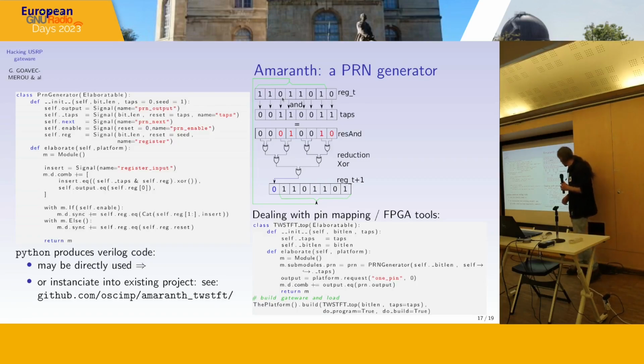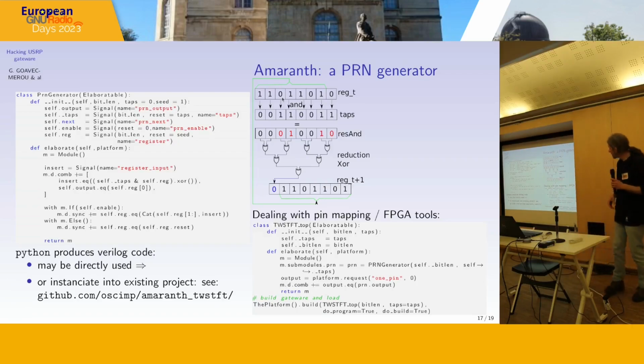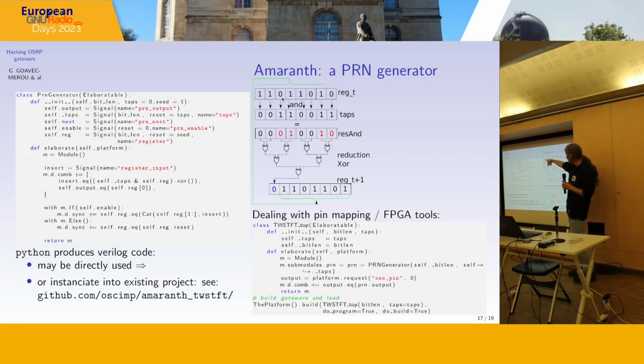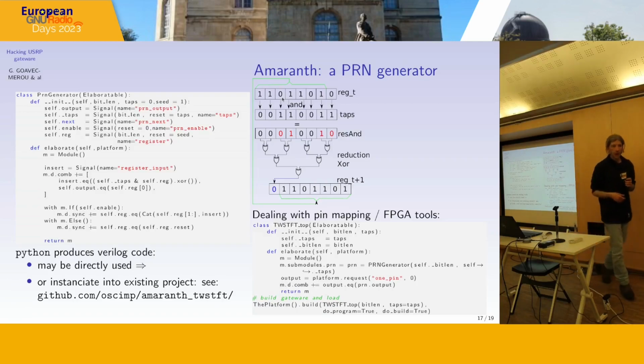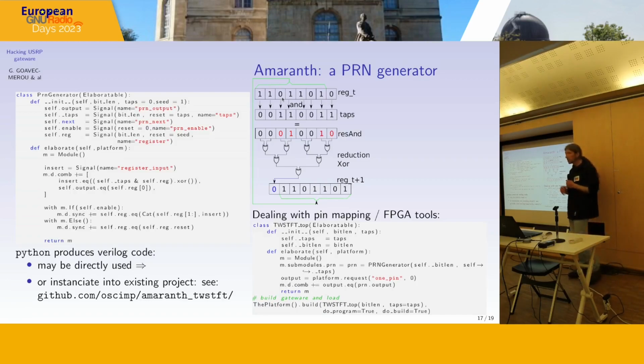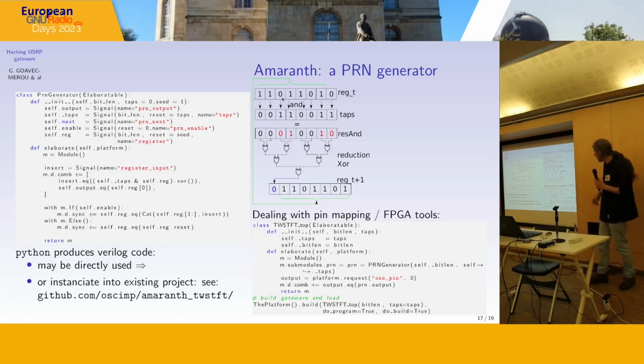And I'm sorry, maybe it's a small font, but Amaranth is based on Python. In Python, you have classes. All Amaranth classes inherit from the Elaboratable class. This one provides a set of methods and functionality. We have the init, which is the constructor with some parameters. The output signal is the parity bit. Taps is the taps used to do the XOR.